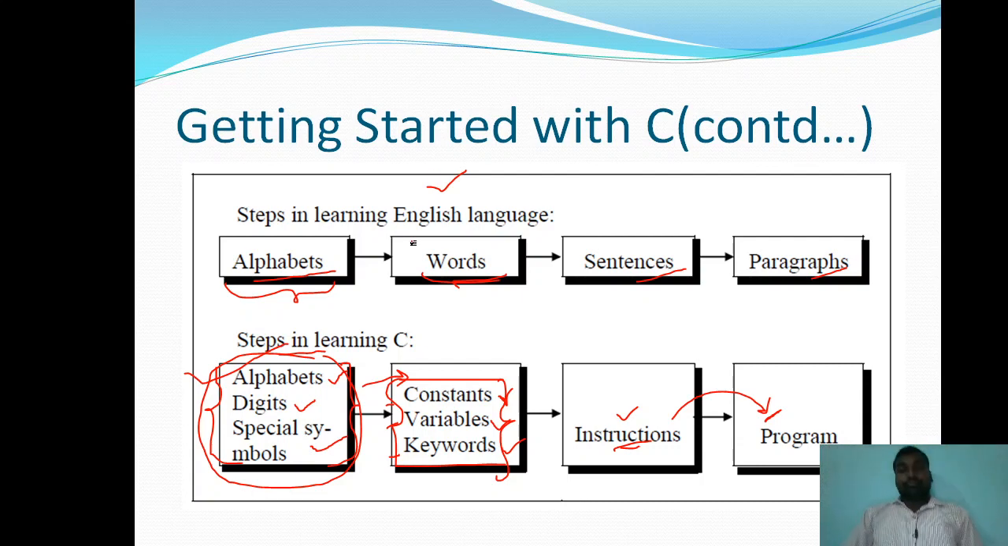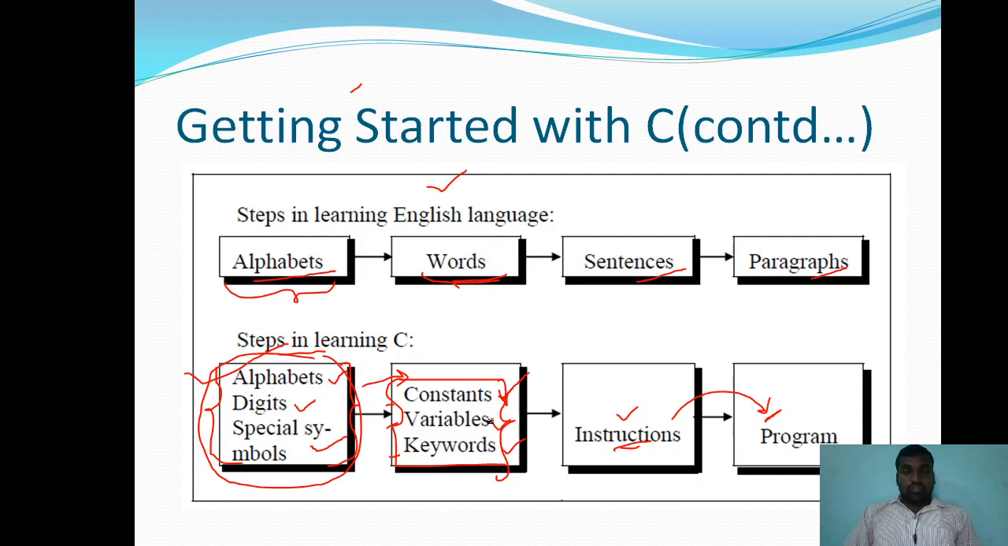Here I am going to give a simple definition of a constant. A constant is an entity that cannot be changed during the execution of the program. So for the entire program, the values that cannot be changed, we can call those values constants.